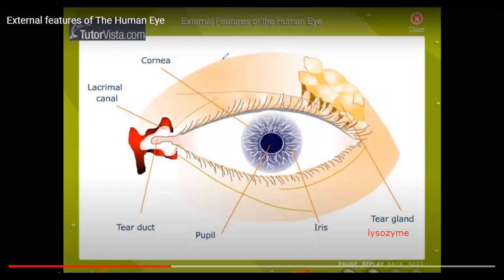So the tear drop will come out, and as it comes out, it will totally moisten the cornea part. This is creating a lubricant even. So when the eyelid is covered, when we are closing our eyes, it is much easier for us to open them. That is the lubrication which is created every time your eye portion is moistened with the tear gland secretion. It keeps the eyes clean.